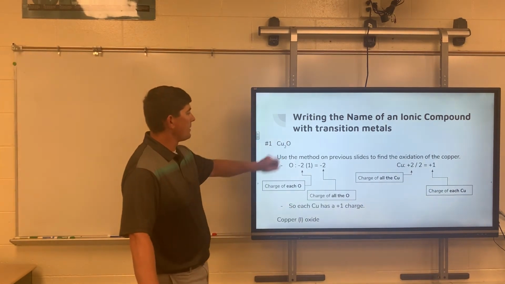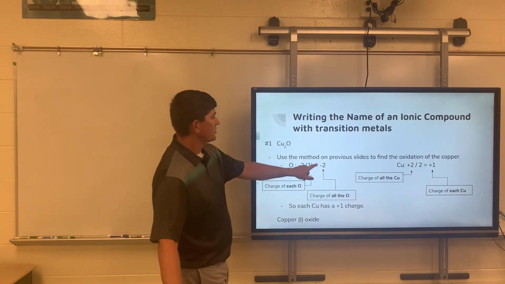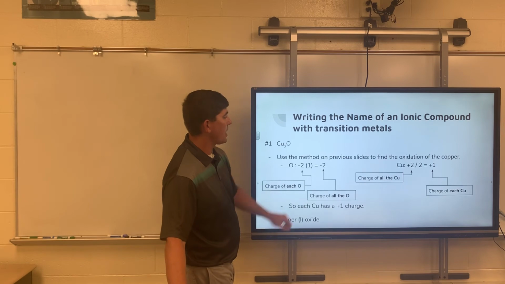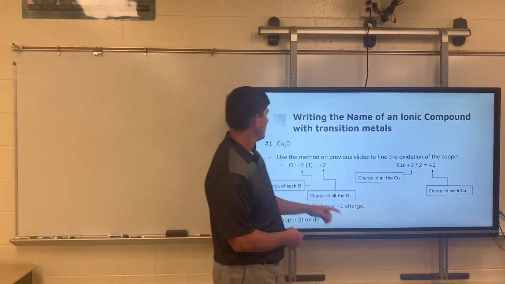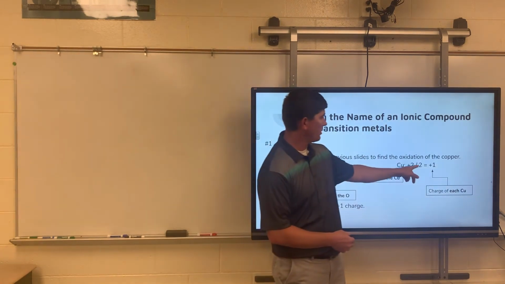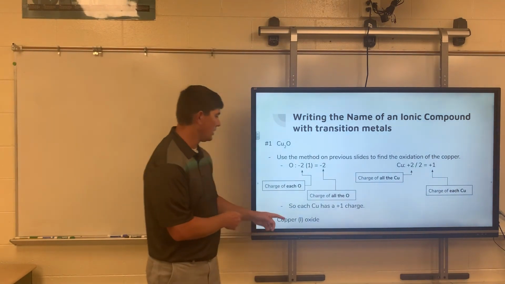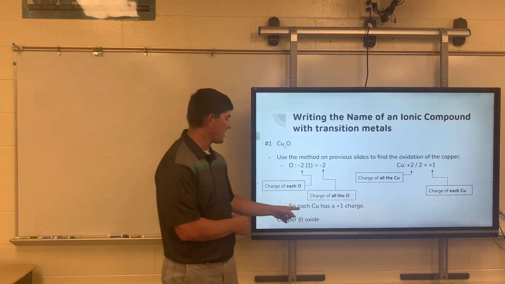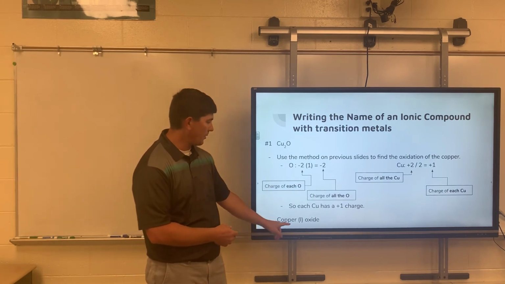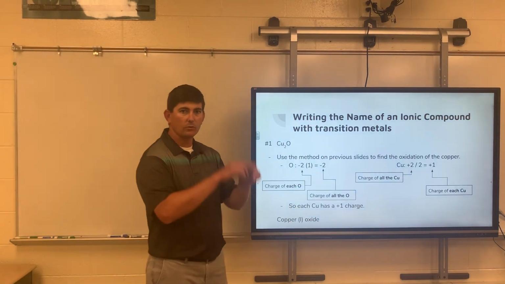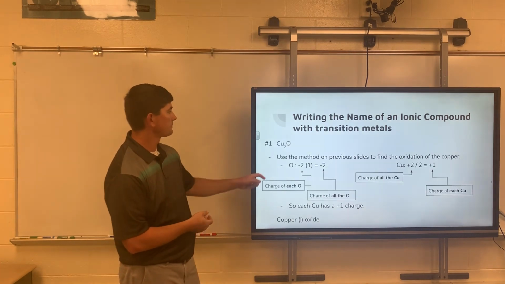So we start with the nonmetal. We know that oxygen is a -2. There's 1 of them, so that gives me a charge of -2 for all the oxygens. So the copper, the charge of all the coppers would then be a +2, there's 2 coppers, right? So 2 divided by 2 gives me a +1. So each of the coppers is a +1. So since copper has a +1 charge, a +1 oxidation, we would say this is a copper(I) oxide. Roman numerals for the charge of the copper, copper(I) oxide.